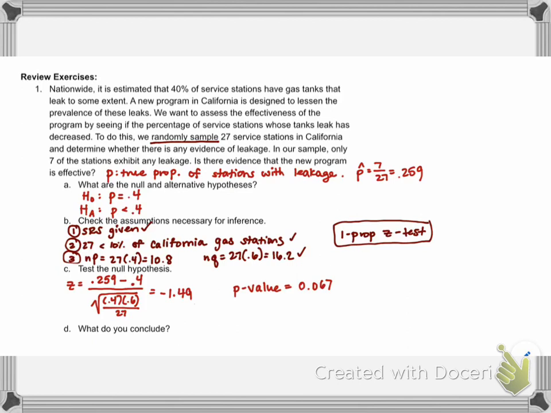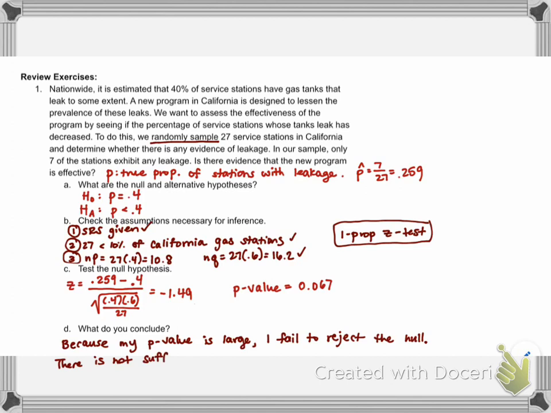But my hypothesis here isn't rare enough for me to have enough evidence to reject the null. So I'm going to say because my p-value is large, higher than 5%, I'm going to fail to reject that null hypothesis. And then I need to put that conclusion in context. Since I'm failing to reject the idea that p equals 0.4, that means I don't have evidence of my alternative hypothesis. And so here there's not sufficient evidence that the new program is effective in reducing that leakage.